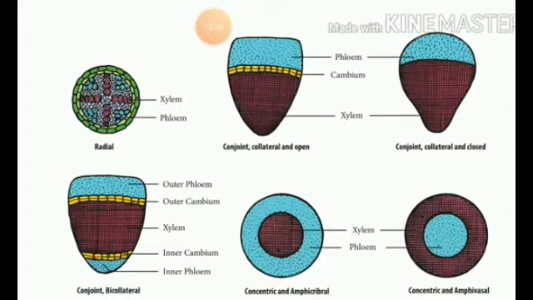Next, endarch. Endarch means inward xylem. Protoxylem lies towards the center and metaxylem lies towards the periphery. Exarch means outward xylem. Protoxylem lies towards the periphery and metaxylem lies towards the center. Example, roots. These diagrams show the types of vascular bundles.